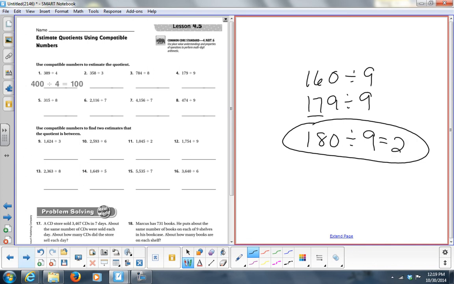18 divided by 9 is 2. How many zeros? 1. So 4 is 20. So my answer is 20.